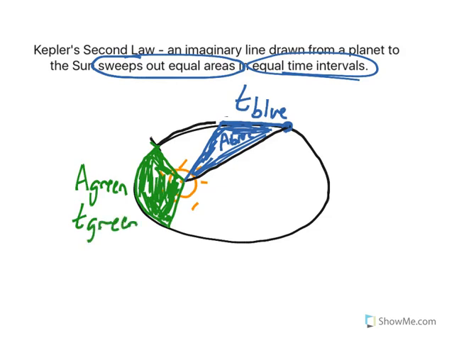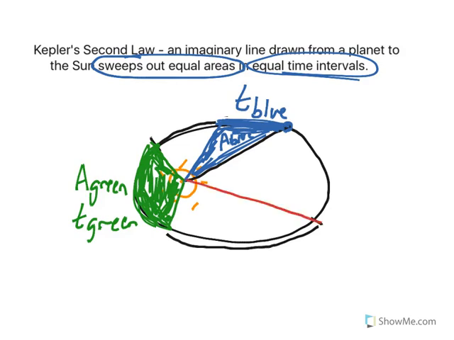So the time it took for the Earth to go this far is t blue, and the time that the Earth took to go this far in its orbit is t green. And the areas that it swept out are A blue and A green. Now let's look at it at a different time. So let's let the Earth continue in its orbit to about a time of here. Let's pick it up there.